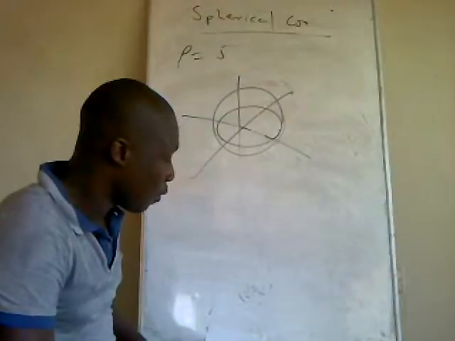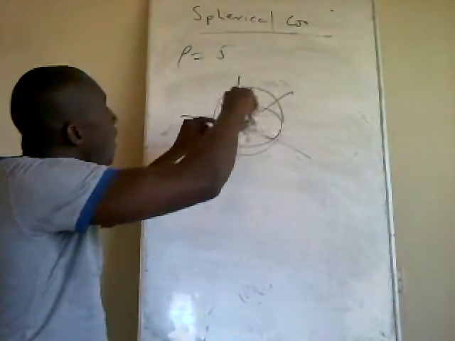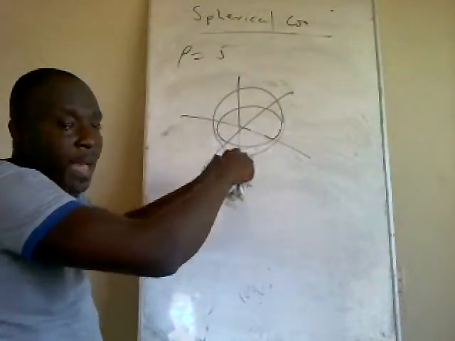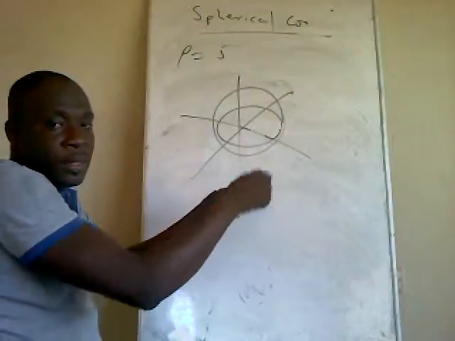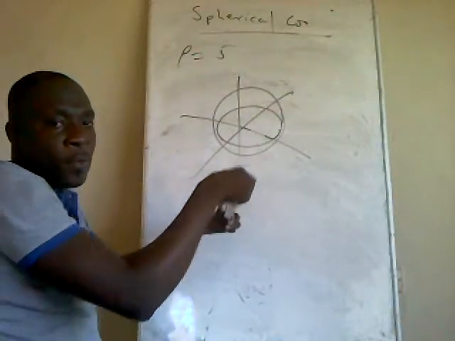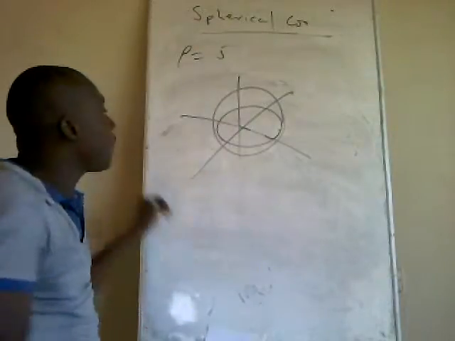Do you follow? If I measure distance 5, I can go in any direction. Right? I can go this way and also go that way. All 5, whatever it is, 5. So it's a sphere of radius 5.